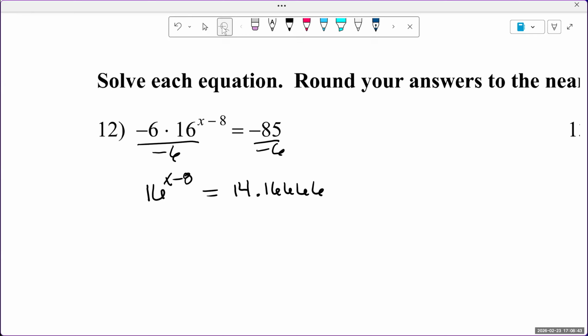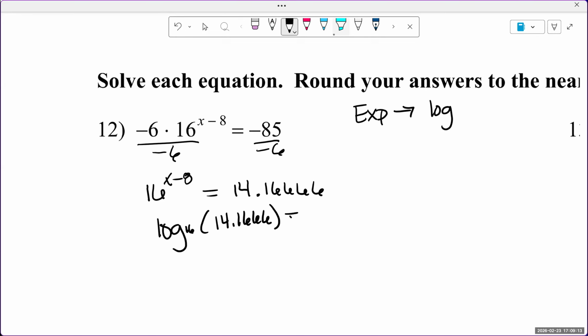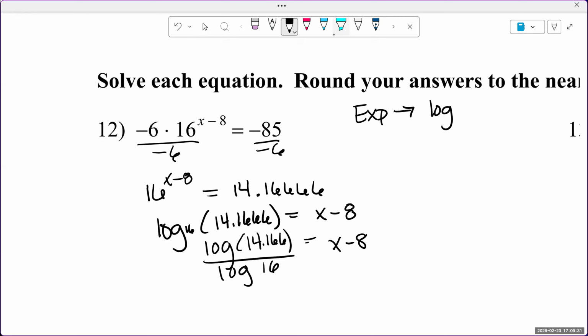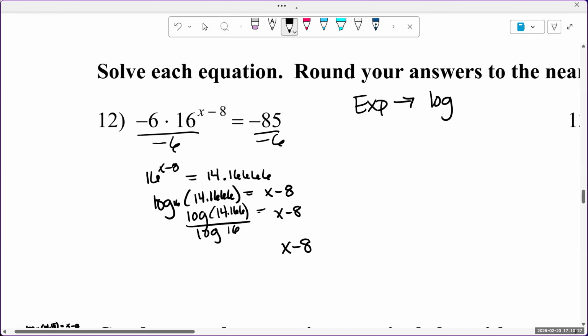Okay, how do you solve an exponential? We use the exponential to log conversion. The whole point of log is to solve for the exponent. Okay, so let's rewrite this. Log base 16 of the answer 14.1666666 is equal to the exponent goes over here. Okay, so now x minus 8 is equal to log of the answer divided by log of the base. So we get x minus 8 is equal to 0.956107. Add 8.